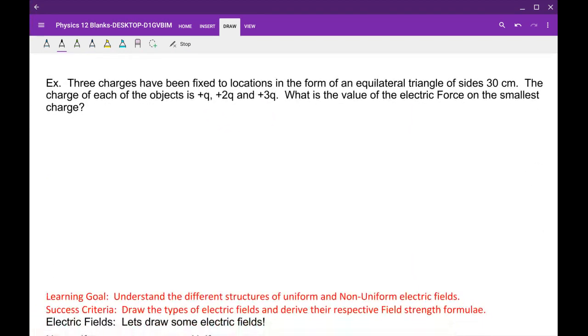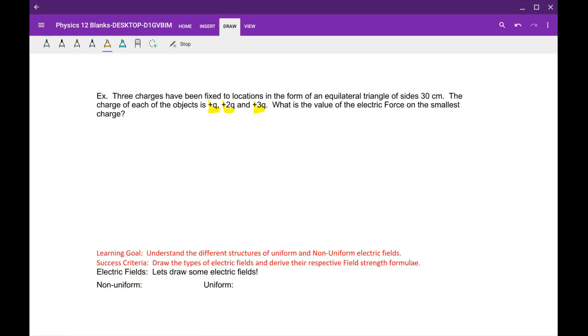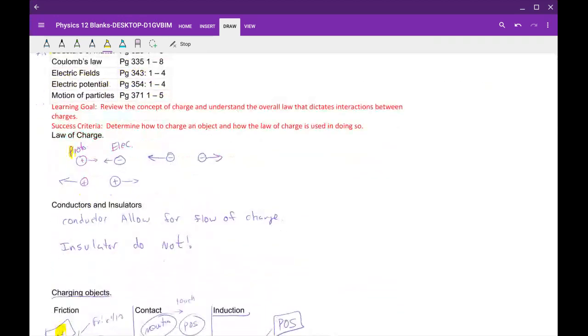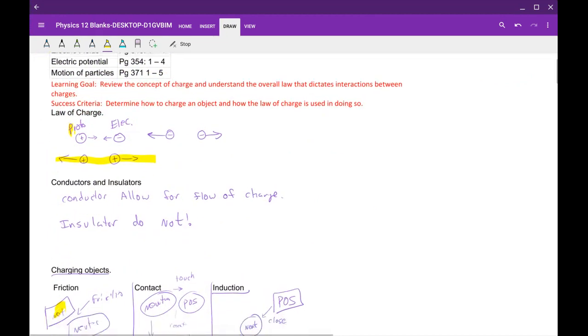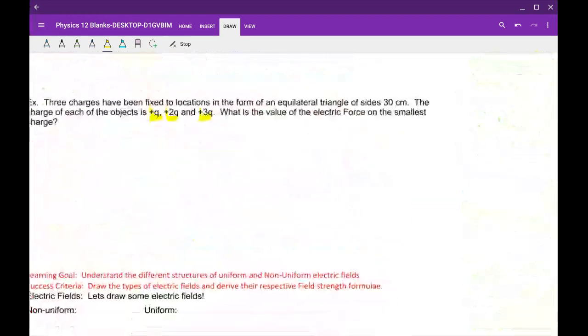So what are we going to look at? This is maybe a more complicated example. 3 charges have been fixed to locations in the form of an equilateral triangle of sides 30 centimeters. Okay, the charge of each of the objects is Q. Then we've got a 2Q and a 3Q. Oh, notice they're all pluses, right? So what do we know from the previous notes sheet about positive charges? Well, it's up here. Positive charges, what do they do to each other? They repel, okay?